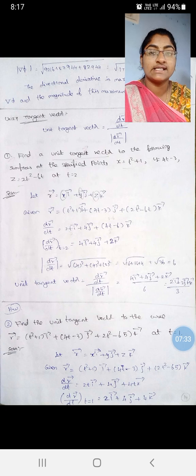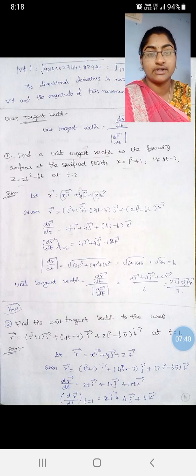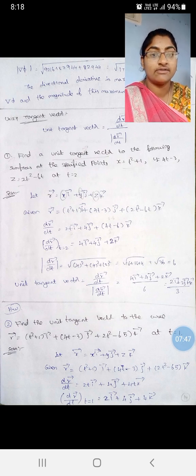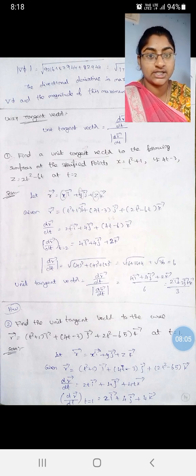The values of x, y and z are given, and also the point t is equal to 2 is given. In the solution, we know the value of r vector, which is xi vector plus yj vector plus zk vector. So r vector can be written by substituting the values of x, y, z from the question. That is, x value is t square plus 1, y value is 4t minus 3, z value is 2t square minus 6t.